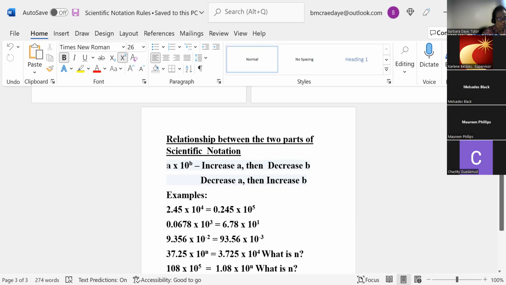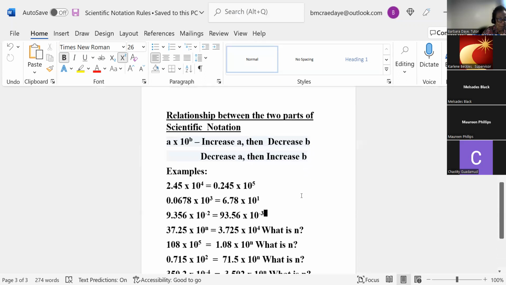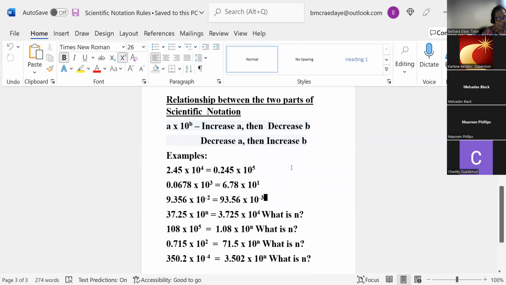So if you increase the first part, you decrease the power, by the number of places you move your decimal point. If you decrease this first part, you increase the power. Okay. Now, I have some examples here.